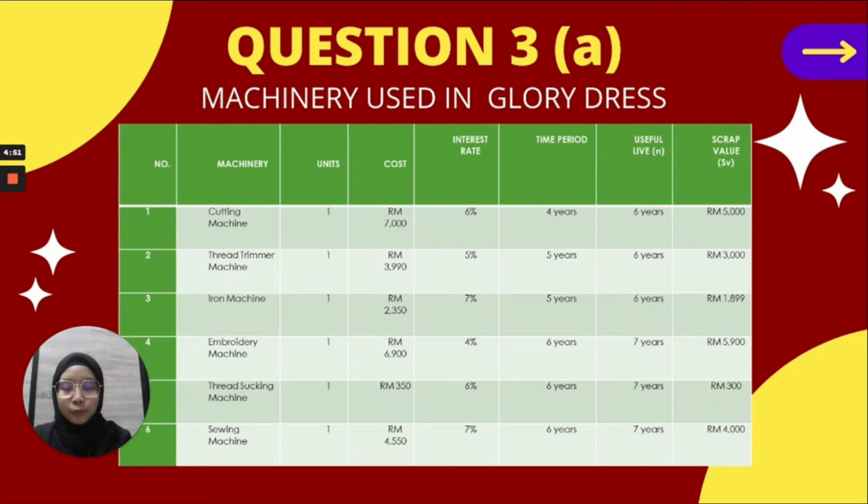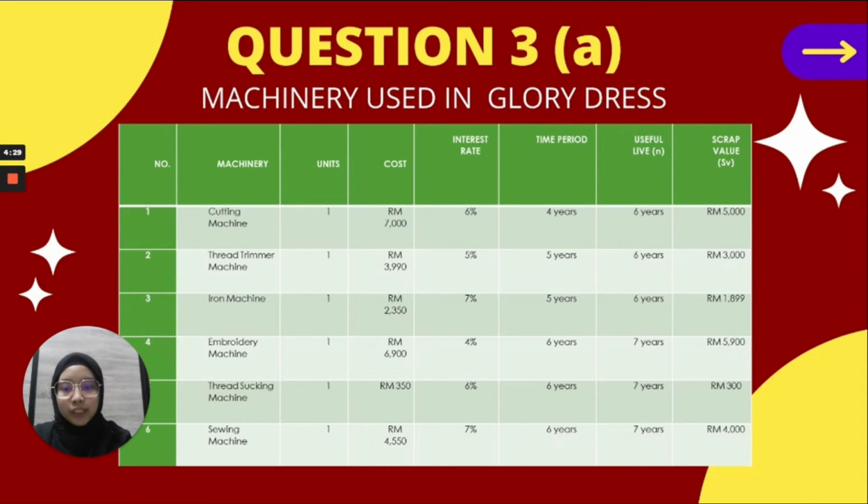Now I am going to present question number 3A, where we identify the machinery used in our company. The table shows the machinery used in our company, the units, the cost, interest rate, time period, useful life, and scrap value. The interest rate is the amount charged by a lender to a borrower and is expressed as a percentage of the principal.